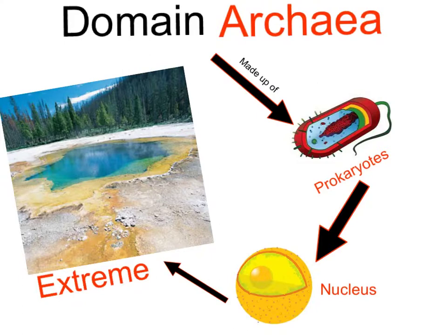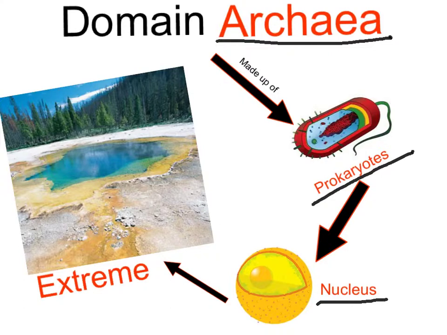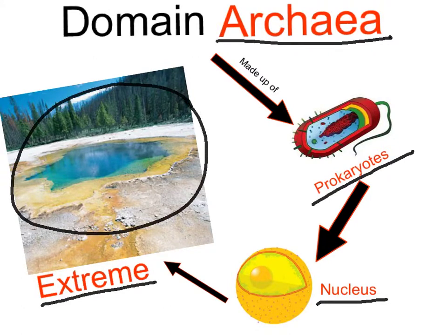Now we'll start our discussion on domains. The domain Archaea is made up entirely of Archaea. Archaea are made up of 2 types of prokaryotes. Prokaryotes are single-celled organisms without a nucleus. Their cell walls are different from other prokaryotes. Most Archaea live in extreme environments. 2 examples of their environments include sulfur vents, which are located at the bottom of the ocean, or hot springs, such as this one in the picture.